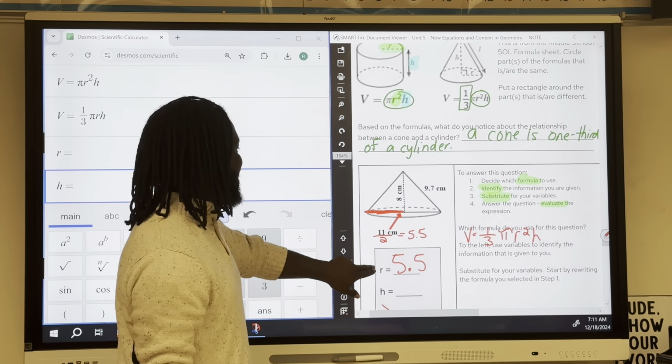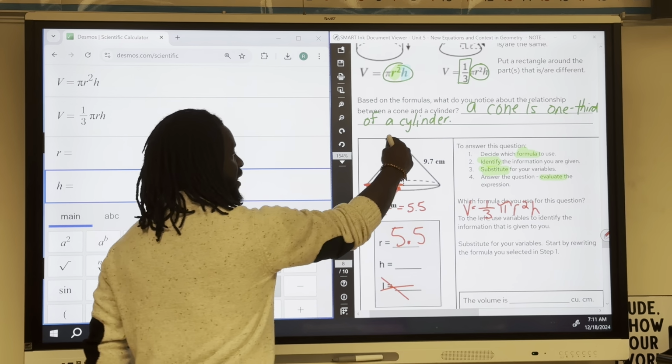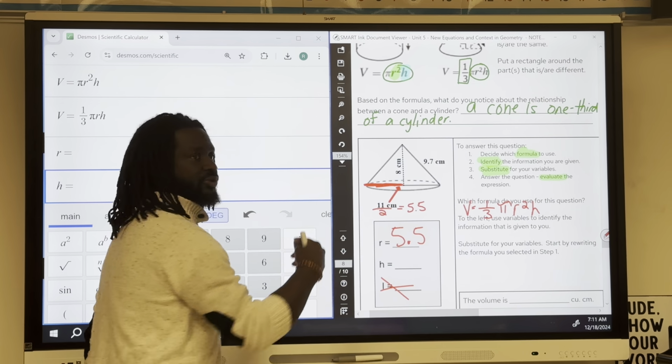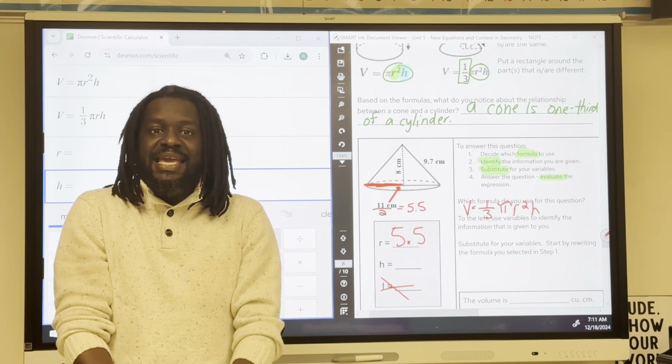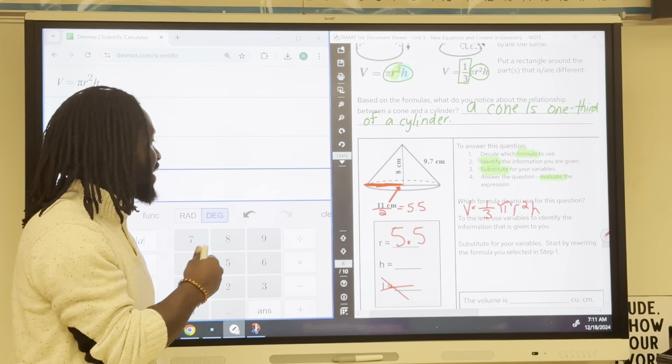Then I have to identify my height. Is it this diagonal, or is it straight up and down? Again, remember, height is when you are standing straight up and down.